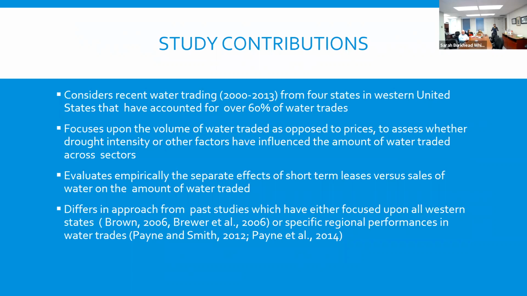Is the market evolving over time? Is the volume of water being traded across the United States increasing? By United States, I mostly mean the Western United States. And again, I have focused on 4 prominent Western states which have accounted for almost 60% of water trades. These are California, Texas, Arizona, and Colorado.